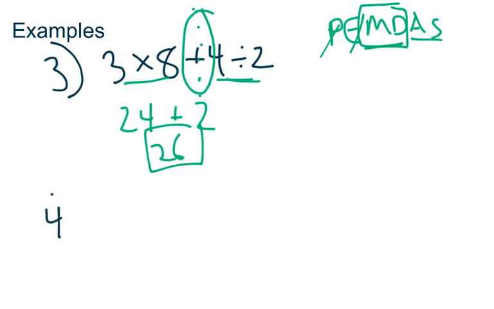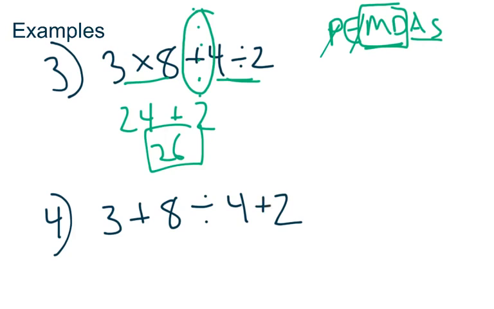Now, as promised, let's use the same numbers. 3, 8, 4, 2. But this time, let's go 3 plus 8 divided by 4 plus 2. Now here we have to be very careful. You're going to see 3 plus 8, and you're going to be tempted to do that. You might even see 4 plus 2 and be tempted to do that first, but that's not how it works. We have to use our order of operations. And according to our order of operations, we have to do our multiplication and division first.